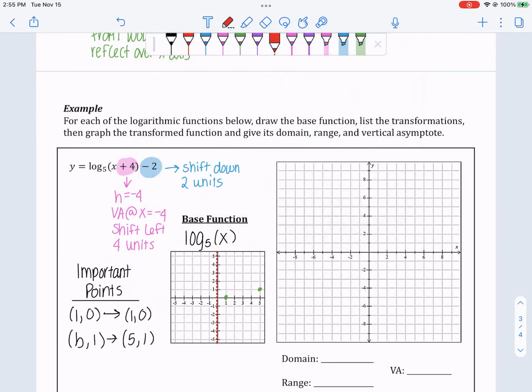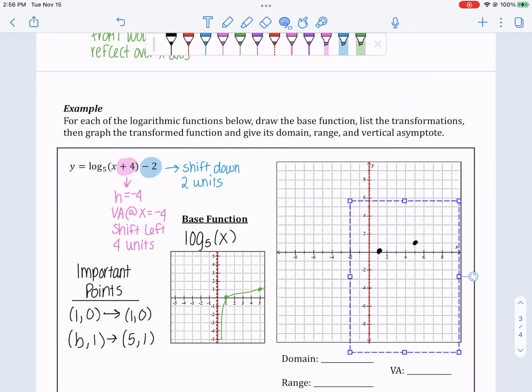The base function has the vertical asymptote here at 0 and would look a little bit like this. So I'm going to take these points. We have one here that's at, not there. We have this guy right here. And over 5, up 1. Actually going to put these in black. I'm going to be moving these. These aren't going to stay here because we have to shift the whole thing around.